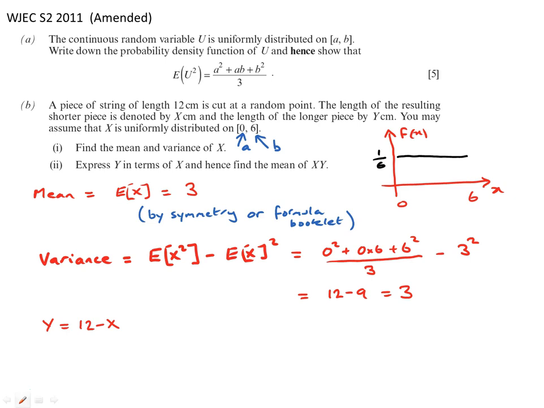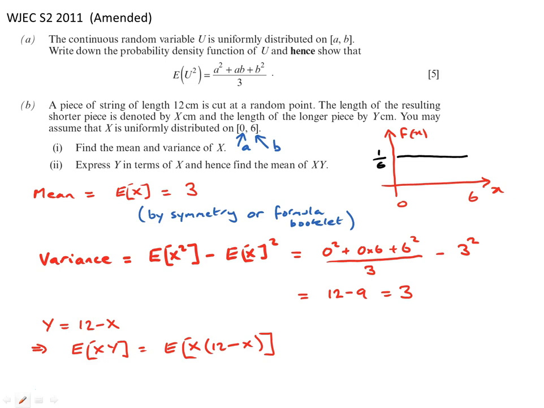We're being asked to work out the expected value of xy, or the mean of xy. Now in this case, x and y are most certainly not independent. So it is not true that the expected value of x times y can be written down as the expected value of x times the expected value of y. We're going to have to be a little bit more subtle about it.